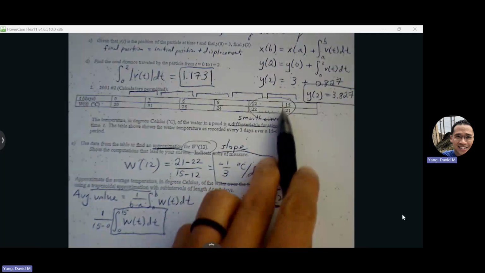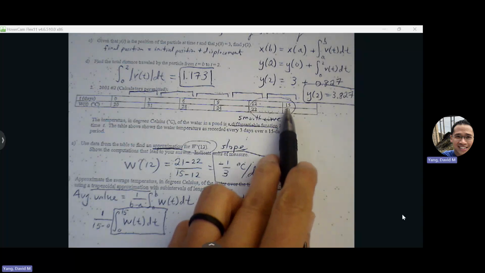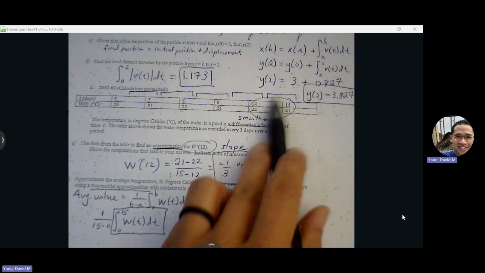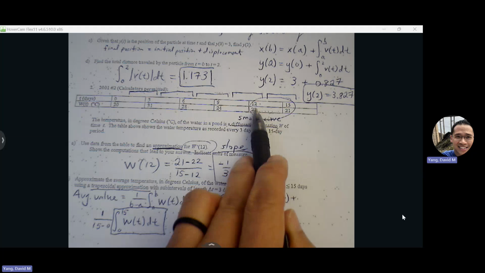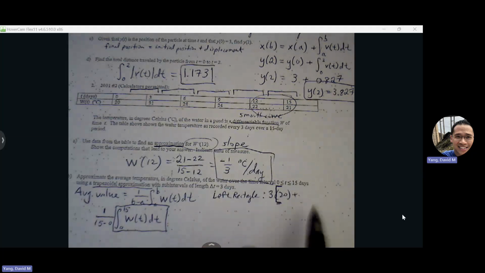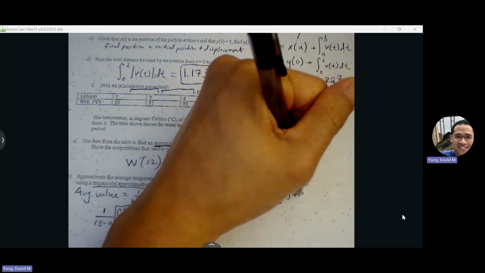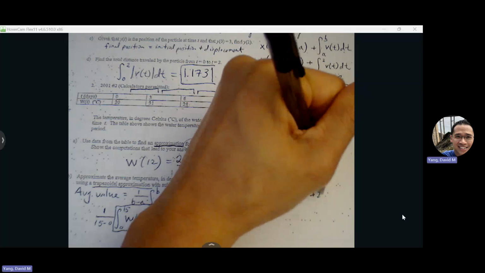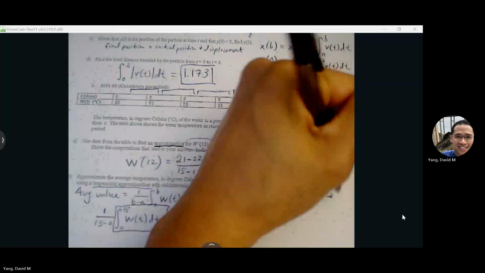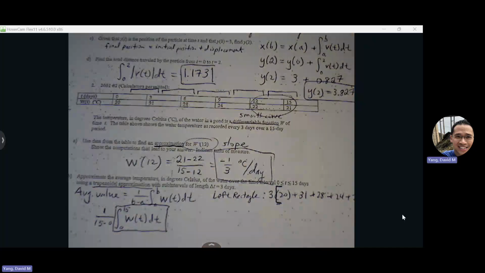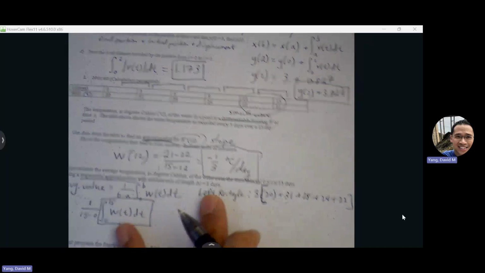So 20, but I don't want to use the final heights because it's a left rectangle. So for the last rectangle, I want to use a height of 22 since we're dealing with left rectangles for now. So 20 plus 31 plus 28 plus 24 plus 22. Let me multiply this and add this up.